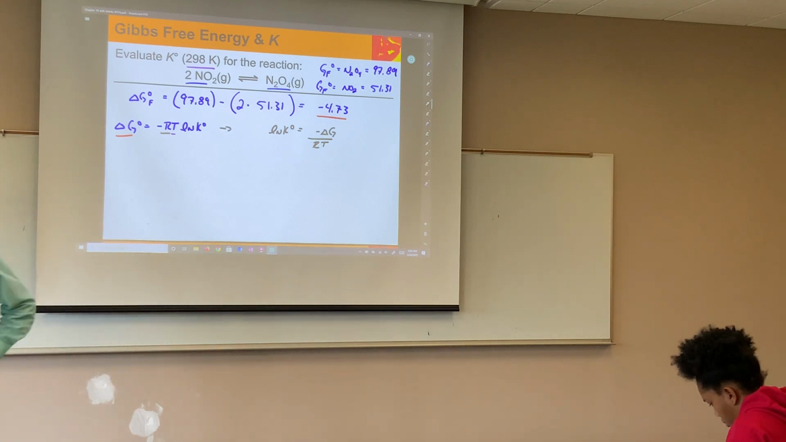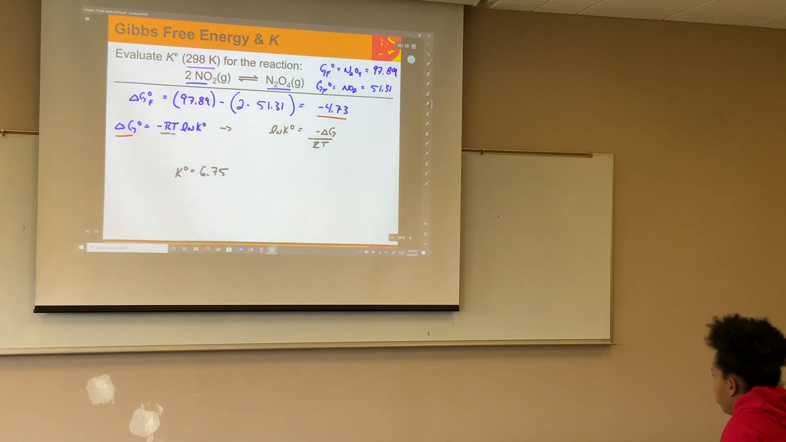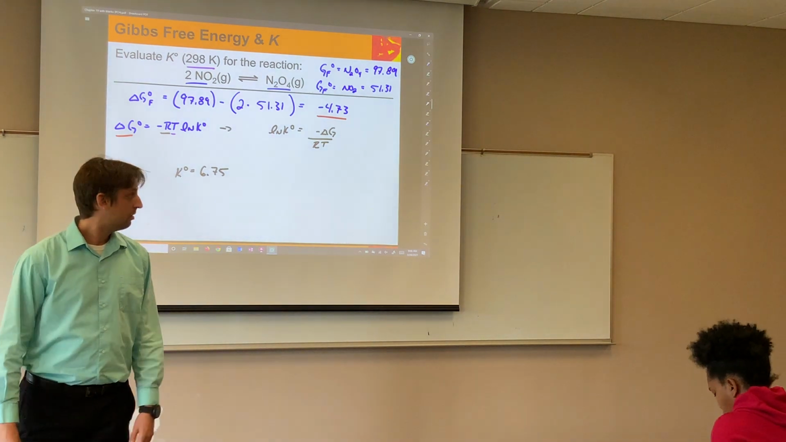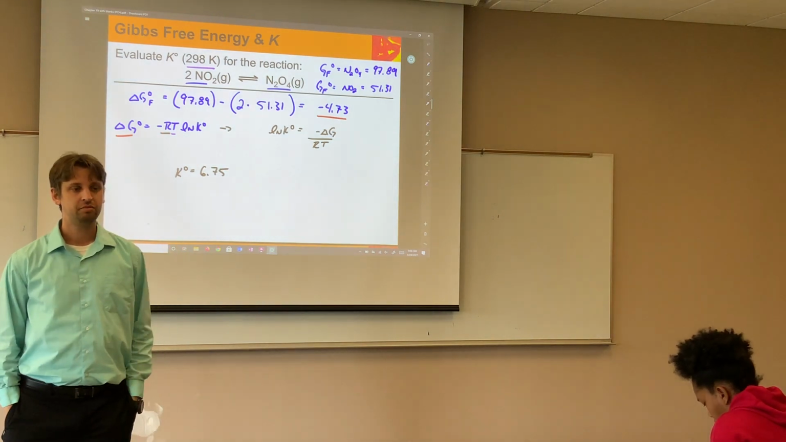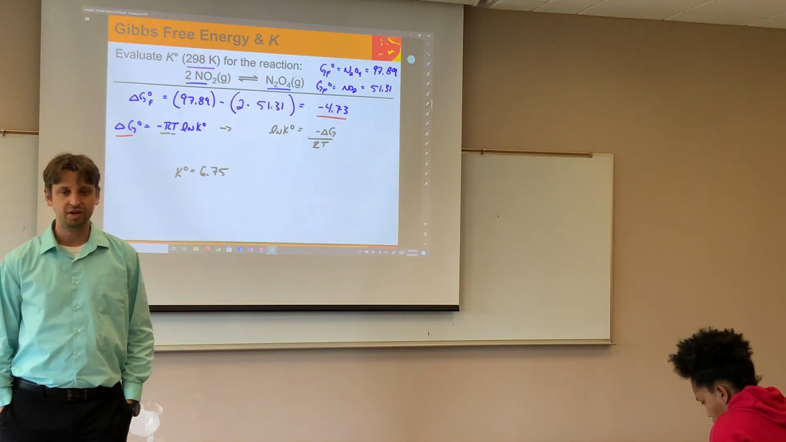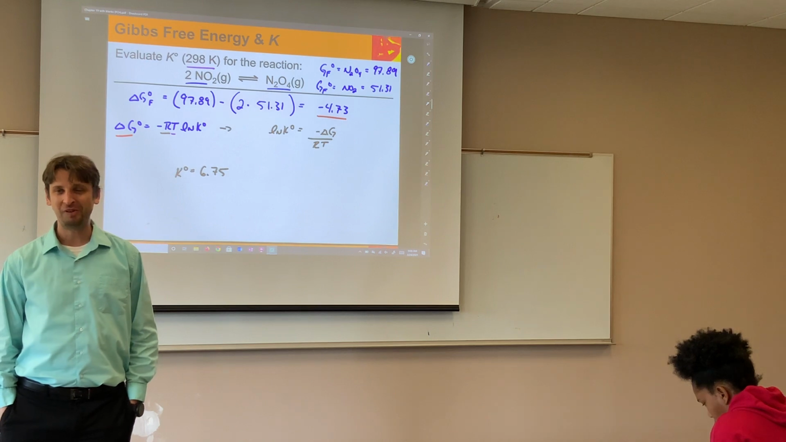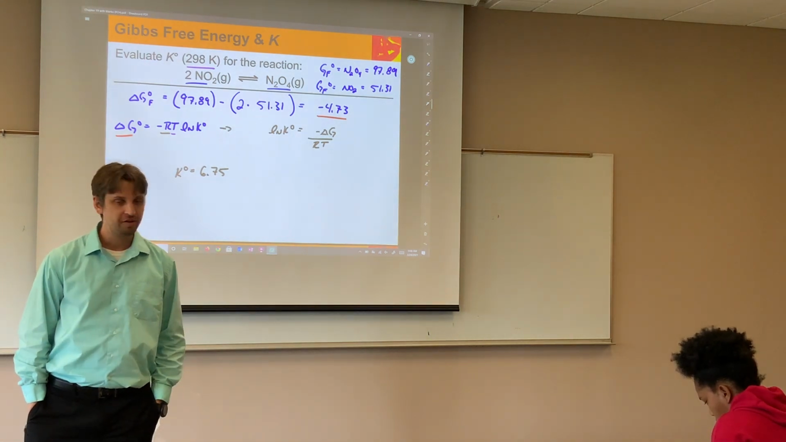So at the end, I got everything. I got K naught equal to about 6.75. So what does this tell us then? Well, that's just a value of K. I think we just spent the last 3 chapters studying K and looking at it. So hopefully this K here isn't any different than what we're familiar with.